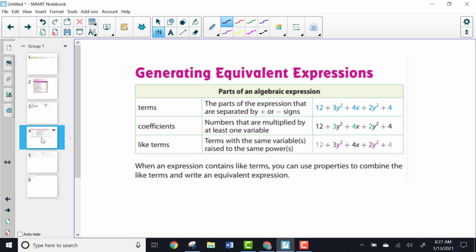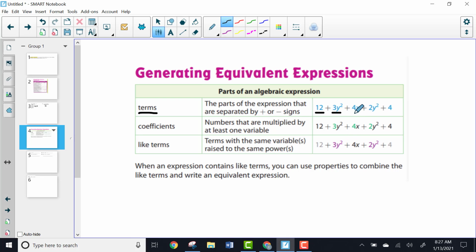Okay, a couple of key things that we need to understand: breaking down the parts of an algebraic expression. Again, this is on page 279. I do suggest you write these in your math journal. That can be very helpful. So first of all, the terms. I'll talk about this a lot throughout today's video as we go through these next couple of slides. The terms are the parts of the expression that are separated by the plus or minus signs. So you can see 12 is its own term.